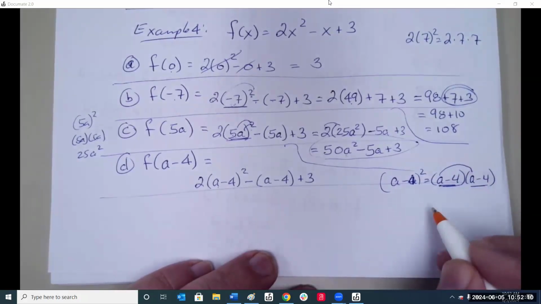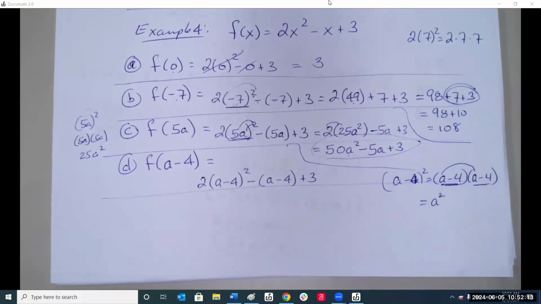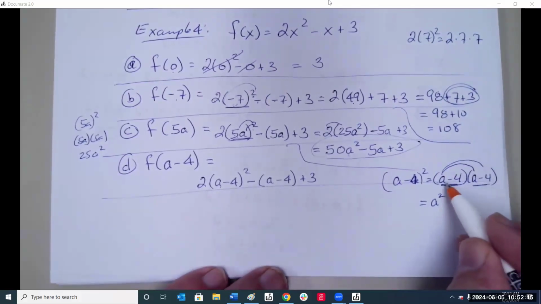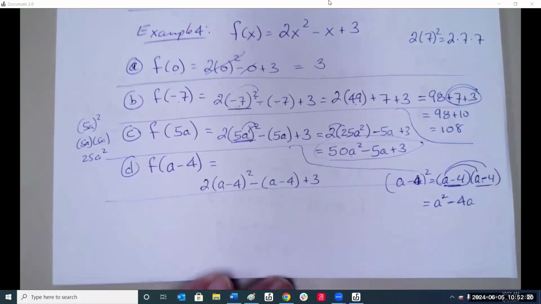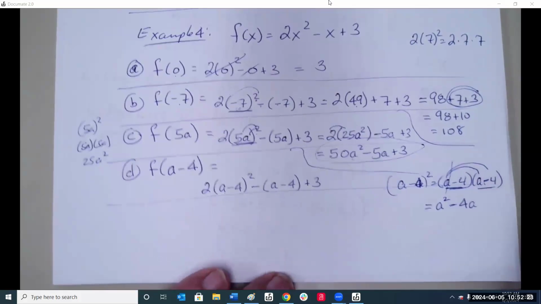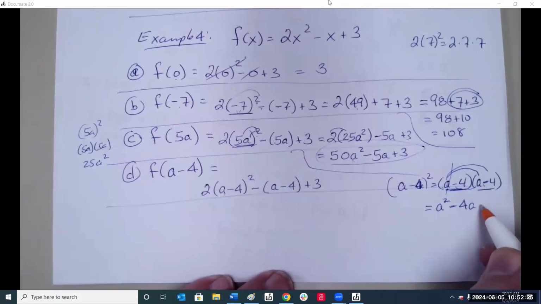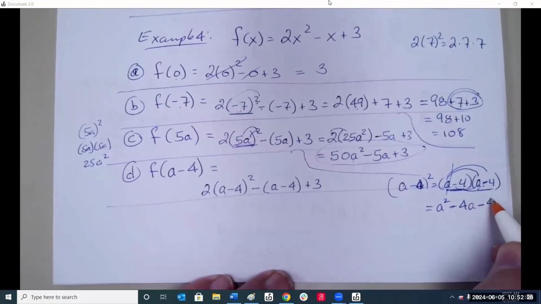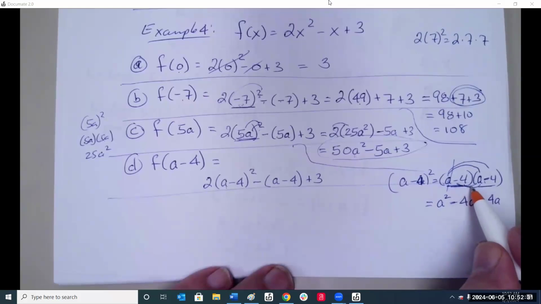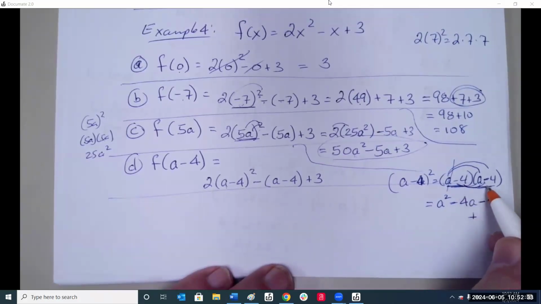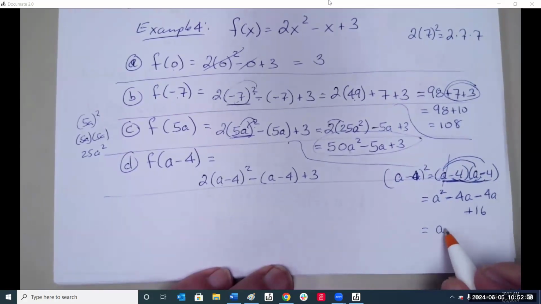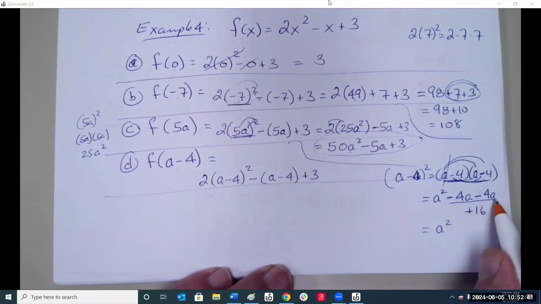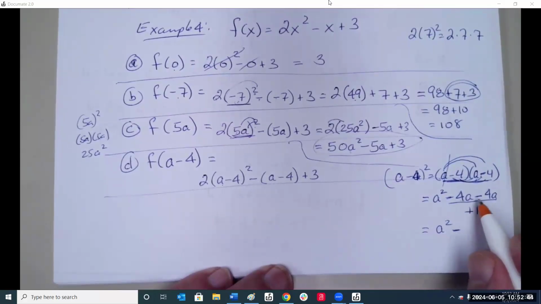So A times A is A squared. A positive times negative is negative. A times 4 is 4A. That does it for that one. Negative times positive is negative. 4 times A is 4A. Negative times negative is positive. 4 times 4 is 16. Combine like terms. Negative 4a, they're both negatives. 4a plus 4a is 8a.